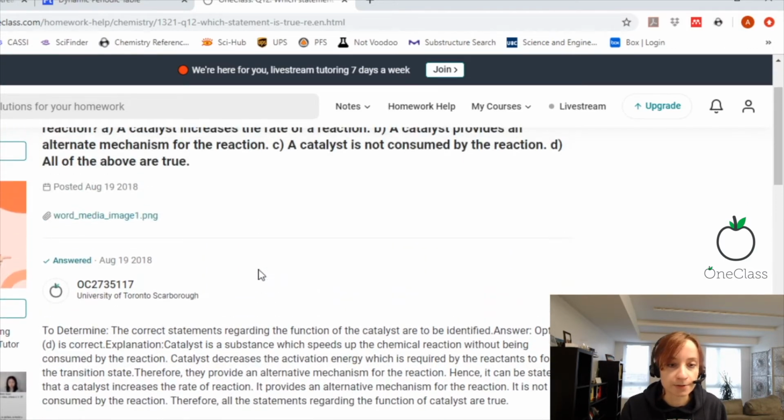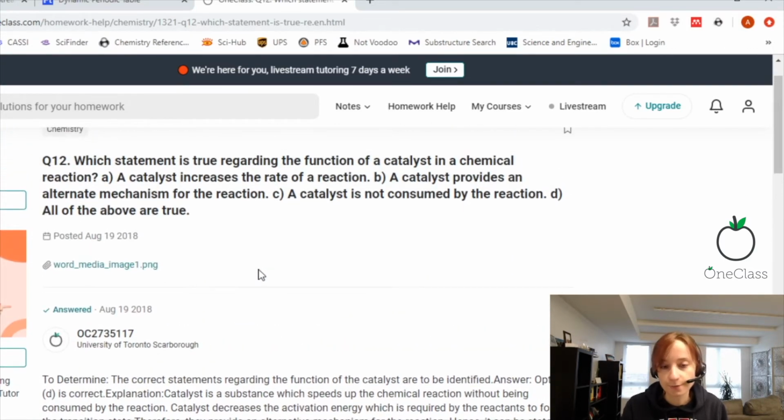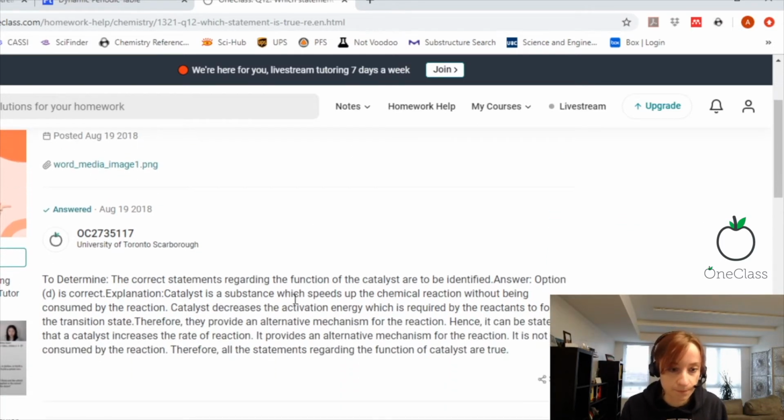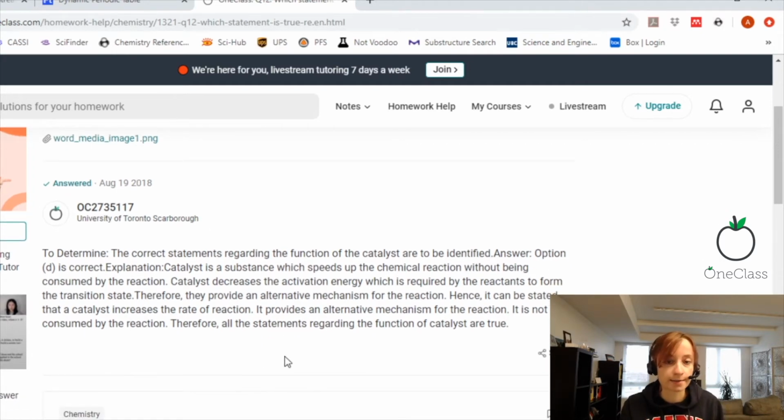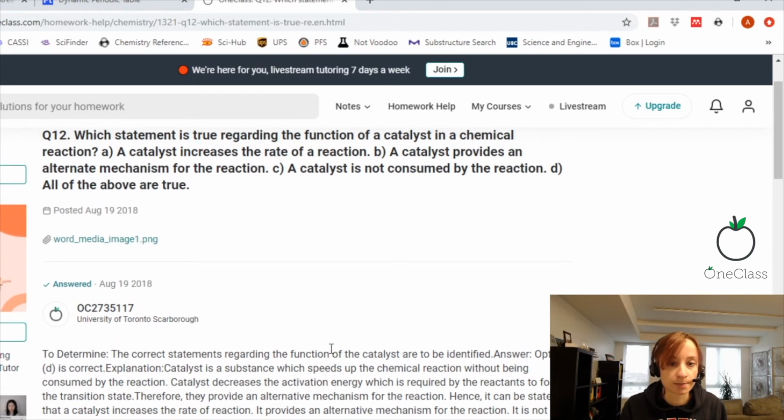So after knowing a few facts about catalysts, the answer to this question is D, all of the above. So the definition of a catalyst is a substance that speeds up a chemical reaction without being involved in it. So if it speeds up the rate of the reaction, that means it increases the rate of the reaction, but it is not involved in the reaction. So C is true, that it is not consumed by the reaction.